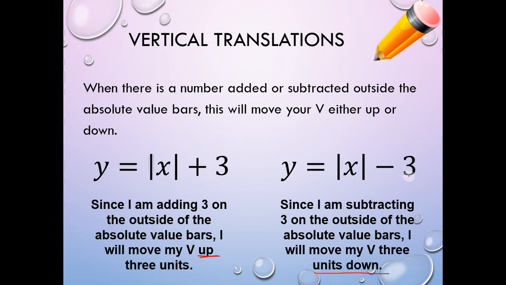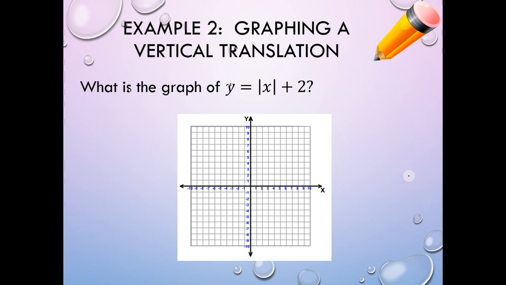So let's put this into practice here. Let's graph this second example. What is the graph of y equals absolute value of x plus 2? So now I got to think, what is this plus 2 going to do to my graph?